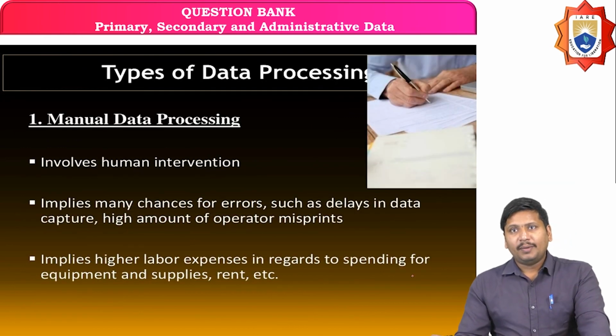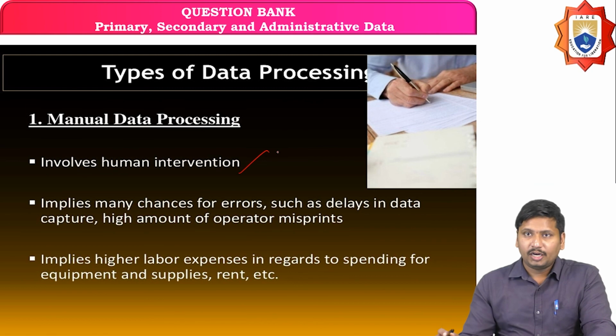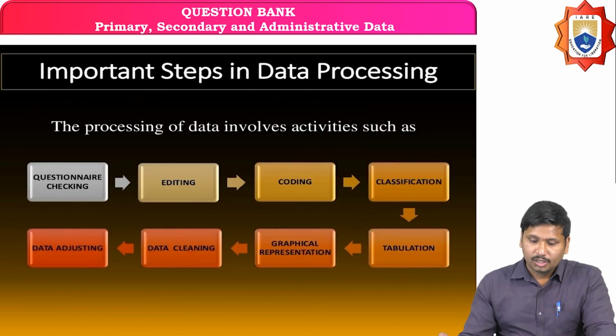And what are the different types of data processing here? The first one is manual data processing, which involves human intervention and implies many chances for errors, such as delays in data capture and a high amount of operator misprints, and it implies high labor expenses in regard to spending for equipment, supplies, and rent. So that is one of the types of data processing, manual data processing.